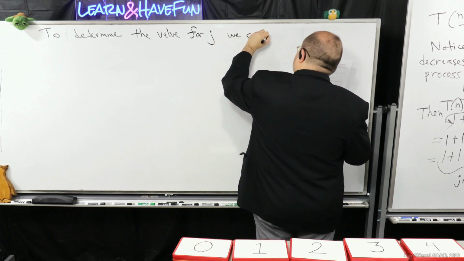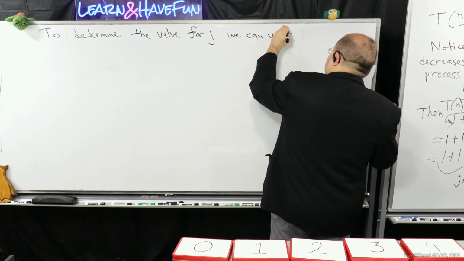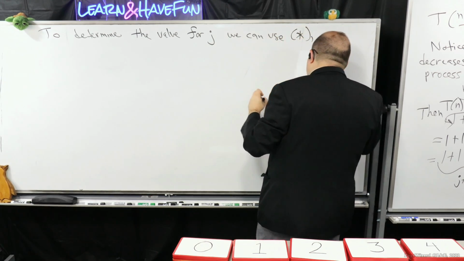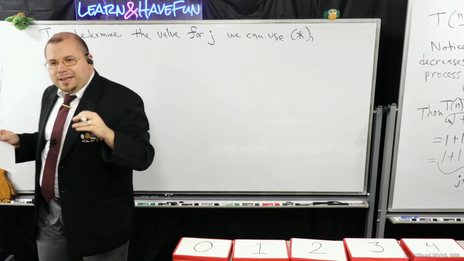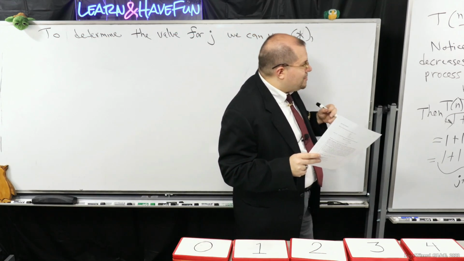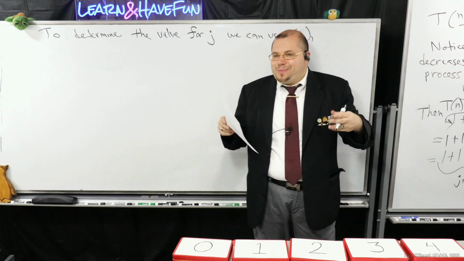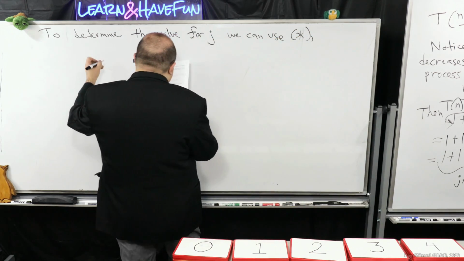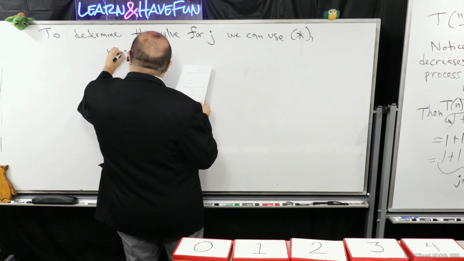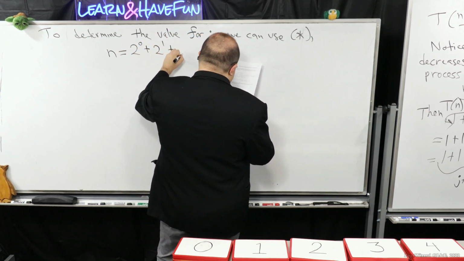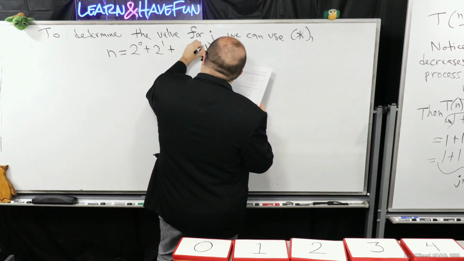we can use star, right? So notice that in the denominator of star, we had 2 to the power of j plus 2, but we had it so it's equal to 0. So if you multiply both sides by 2 to the power of j plus 2, it just goes away. So now we have n is equal to 2 to the power of 0 plus 2 to the power of 1 plus all the way up to 2 to the power of j plus 1.